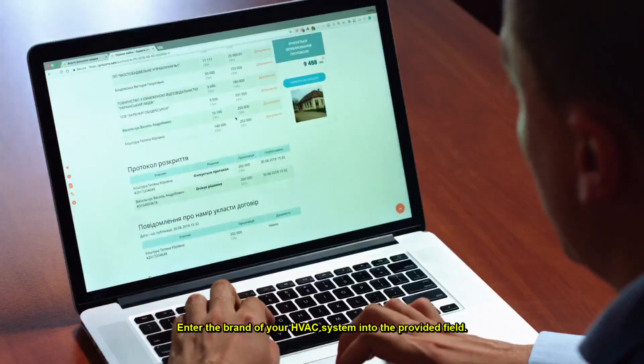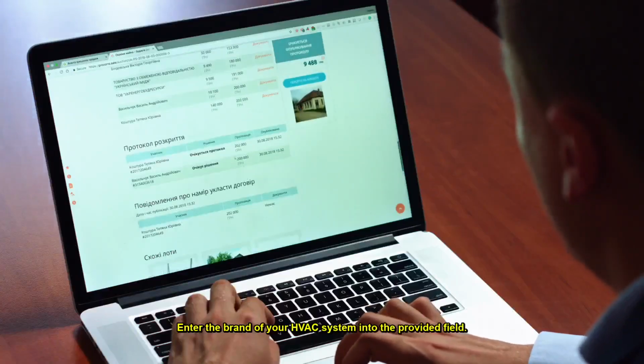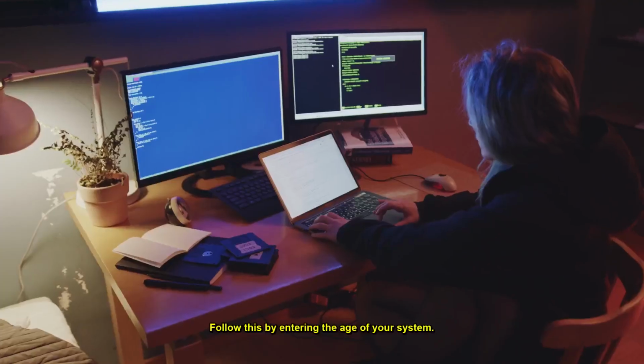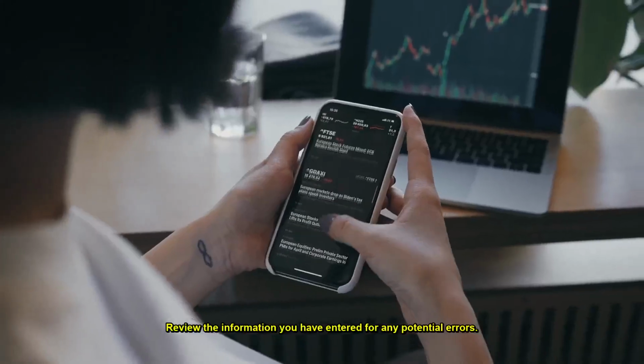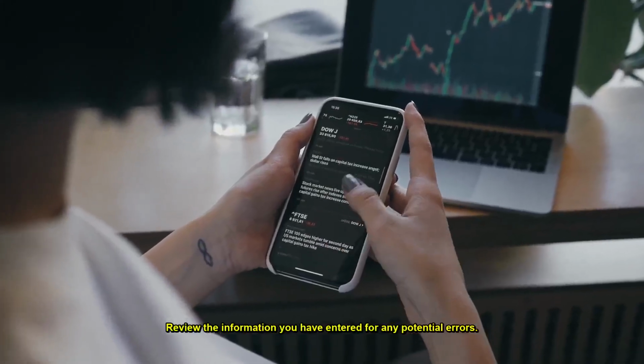Enter the brand of your HVAC system into the provided field. Next, input the model number accurately. Follow this by entering the age of your system. Review the information you have entered for any potential errors.